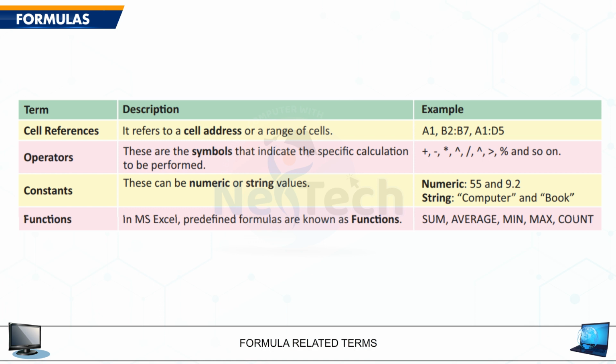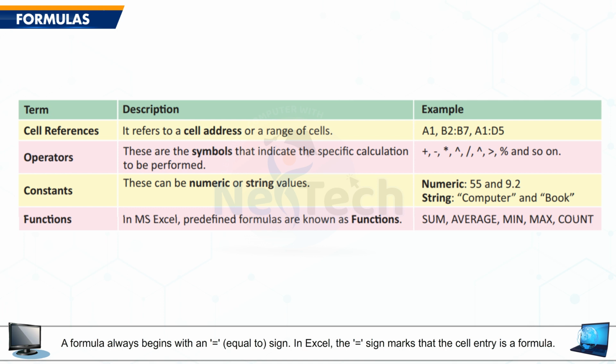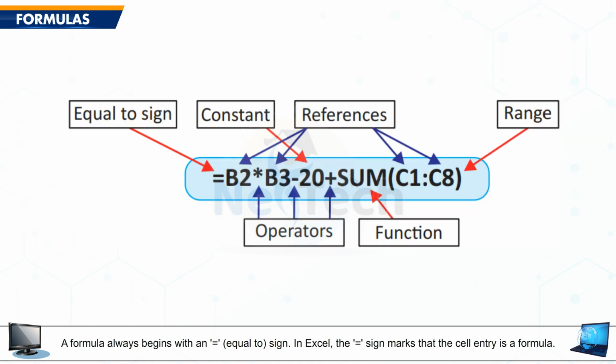Formula-related terms. Rules to write a formula in MS Excel. Some of the rules to write a formula in MS Excel are as follows. A formula always begins with an equal to sign. In Excel, the equal to sign marks that the cell entry is a formula. In a formula, there must be an arithmetic operator which directs the operation on the given values. The values can either be in the form of numbers, text values, or even cell references or addresses. Press Enter key to get the output.